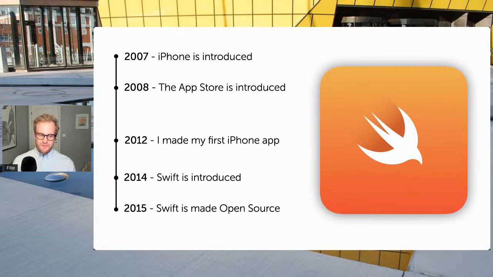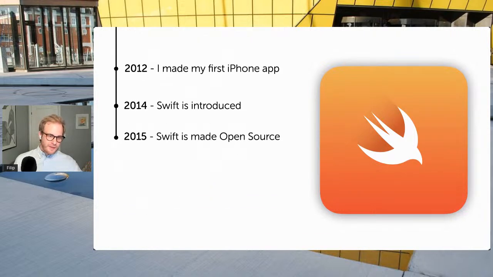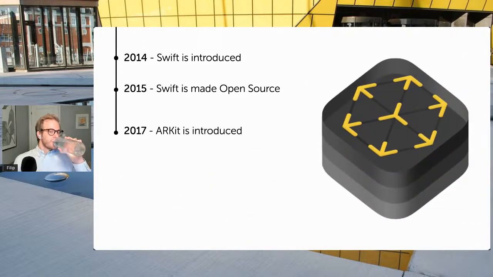Another cool thing is that in 2015, Apple made Swift open source, and there's right now a really big open source community developing this language and adding new features to it every year. There's, of course, a bunch of stuff that happened in between here.